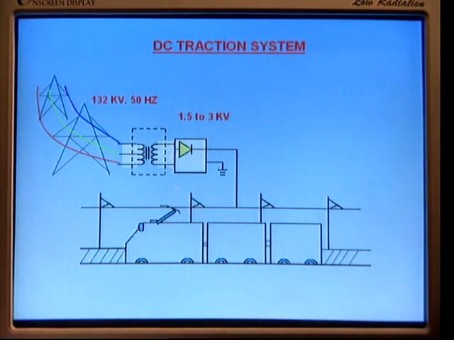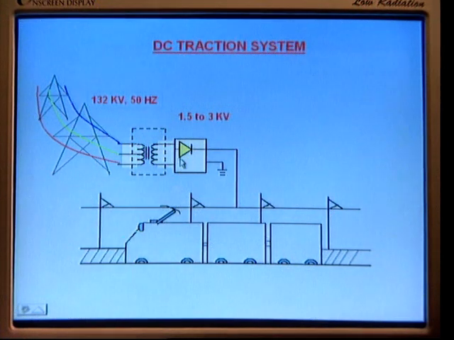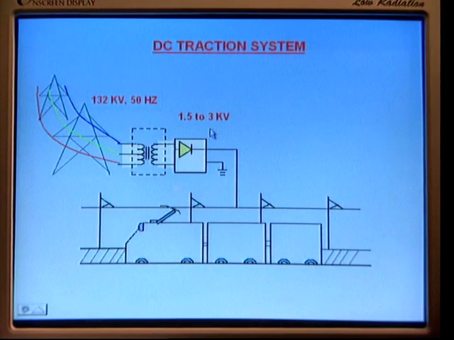We require DC supply, so we require rectifiers. These rectifiers may be semiconductor rectifiers, rotary converters or mercury arc converters. By using these rectifiers, the AC supply of 1.5 to 3 kV is converted from AC to DC, with one positive and one negative. The negative is given to the ground and the positive is given to the overhead transmission line. Here is the traction line.